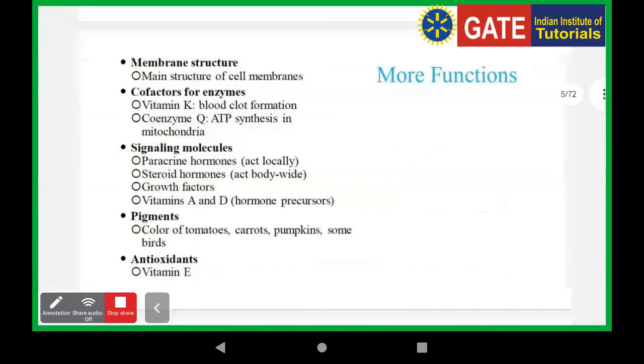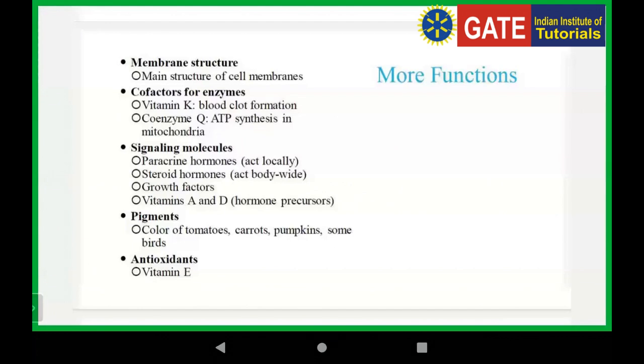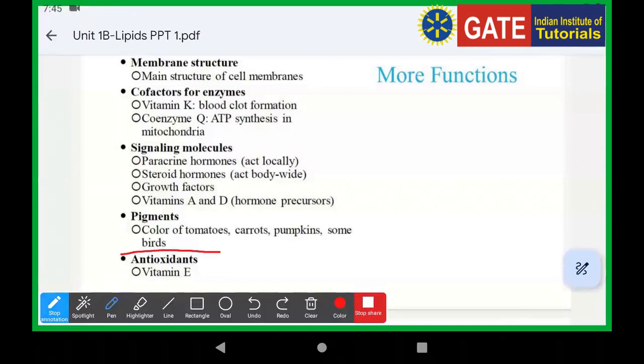So these are the specific functions of lipids. Lipids are responsible for cell membrane structure, and some lipids are cofactors for enzymes. Some lipids are signaling molecules. Some lipids are involved in pigment synthesis. Some lipids are antioxidants. Example, vitamin E. Vitamin E has antioxidant property, so this vitamin is derived from the lipids. Remember that.